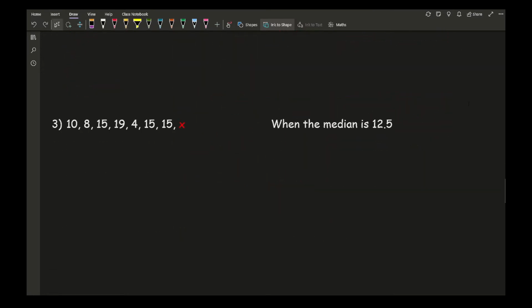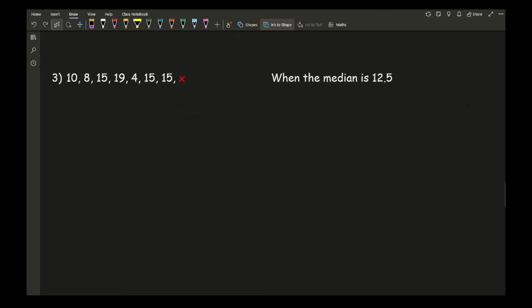So moving on to the next question. Here we've got a list of 8 numbers, and we've been told that the median is 12.5. Now again, the median is the middle number when ordered. And that's something that's really worth making a note of with these types of questions, is understanding what it is that we've actually been given in terms of information. So here I've got 8 numbers.